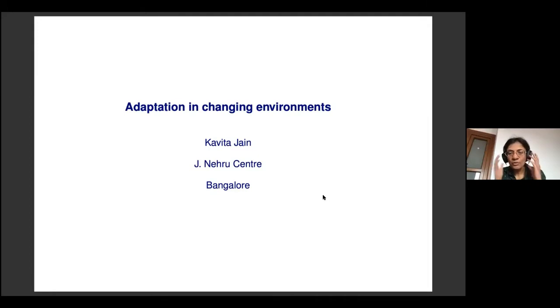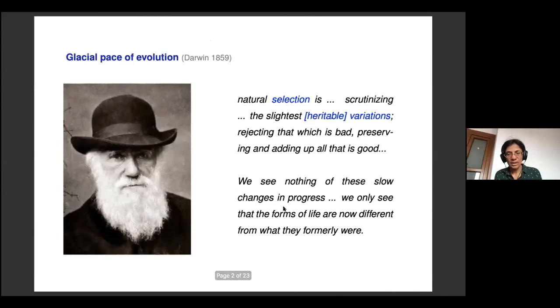This talk is about evolution, and I'll speak about adaptation in changing environments. Okay, so before I do that, let me first ask, what is evolution? I'm sure all of you have some idea what evolution is, but let me remind you anyway.